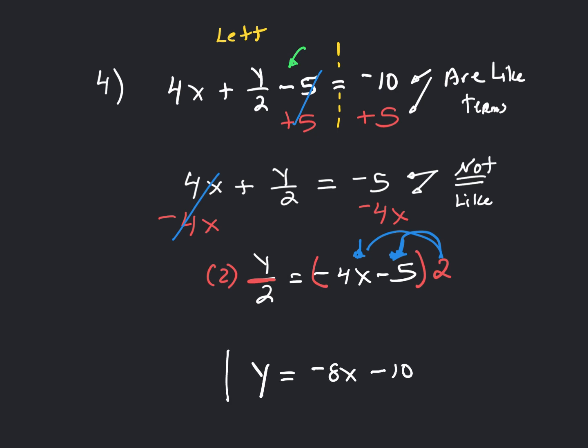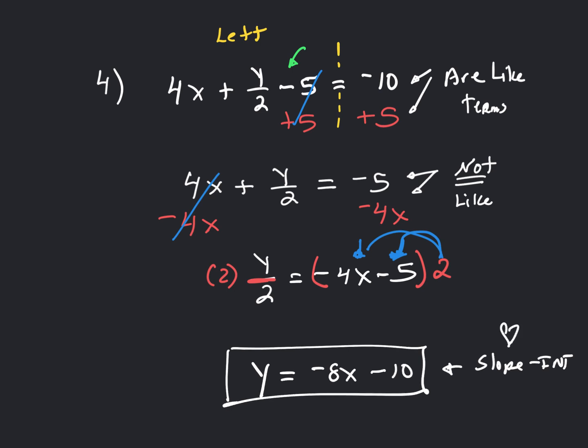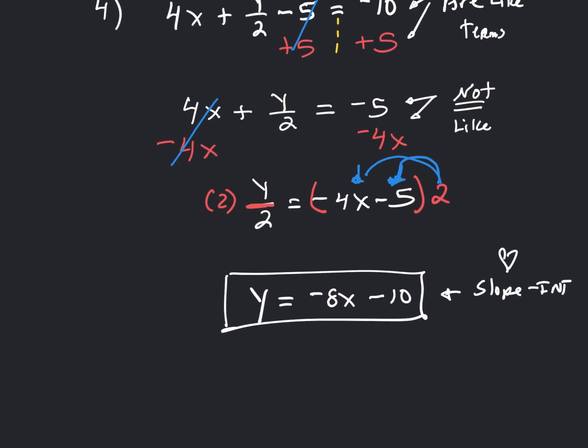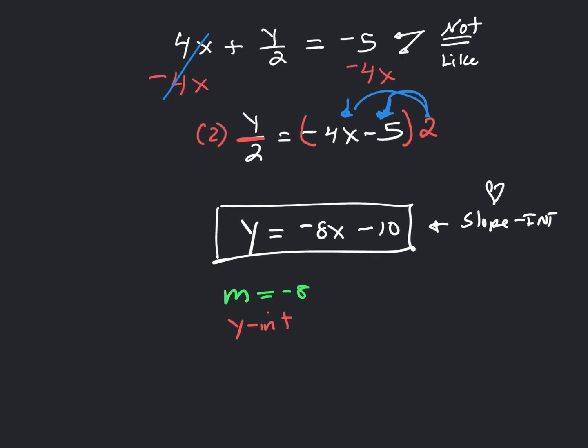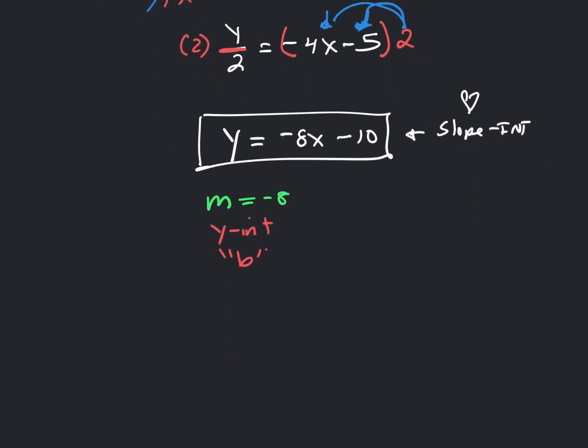See, I have y by itself, and this is called slope-intercept form. And we love slope-intercept form because we can identify that the slope of the line is negative 8, and we can identify that the y-intercept, also known as the b, is negative 10. So if we wanted to graph it, we could use that information to graph.